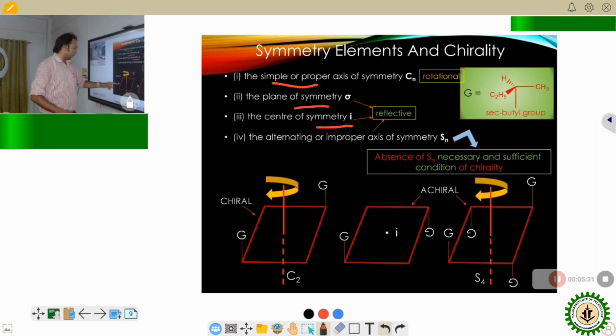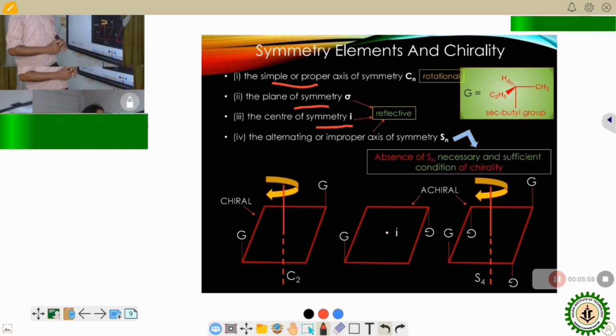So that's why it is called the C2 axis, or simple rotational, or proper axis, Cn. That is C2 here, because we are rotating by 180, and 360 by 180 is 2. So this is C2. Now the other one is the I, or inversion symmetry. So we go here through the molecule and end up getting the same group in the other part. So this is the same cyclobutane which has the center of symmetry, or I.